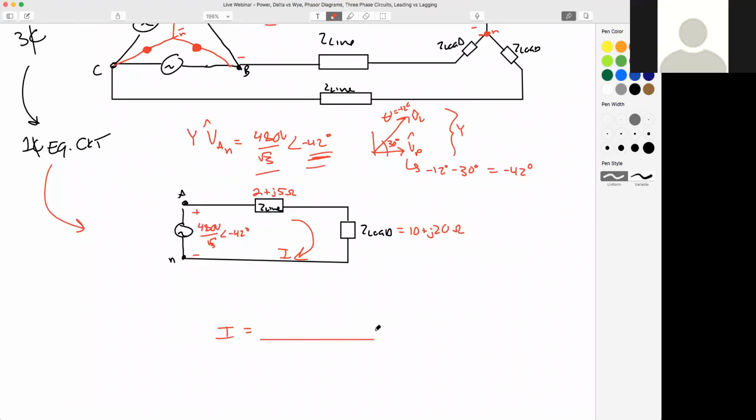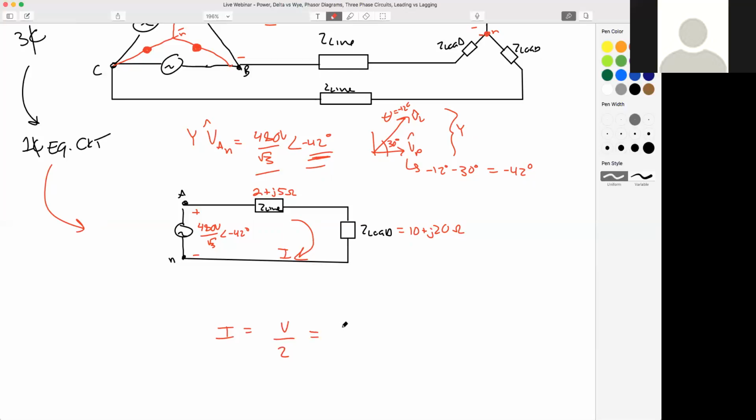Who can help me? Go ahead and write it directly in the chat when you're ready. I would be V over Z. Okay, I'll accept that. What would my V be? What would my Z be? Let's go with that. Eric said Z equivalent. Good job, Eric. You know I love those subscripts. Tony said I equals E over Z total. I'll take that. Kahina said V equals I times, in parentheses, Z plus Z line. Sure, I'll take that too.